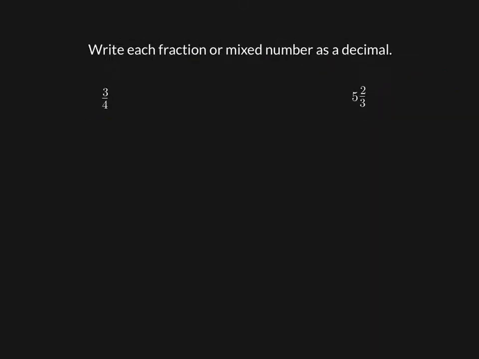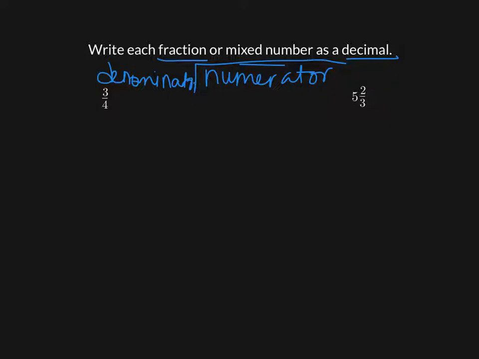Okay, so now to go from a fraction or mixed number to a decimal, we divide the numerator by the denominator. So let's write that out. Numerator divided by the denominator. Okay, sorry, my bad writing. Numerator divided by the denominator. So I'm going to do that just here.